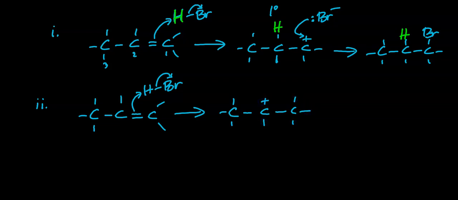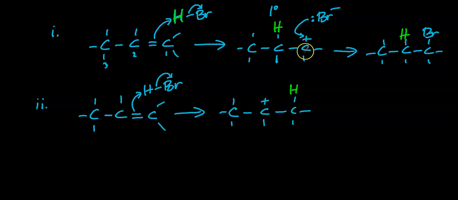So let's again change colors. So we have that's there. And this time, because the hydrogen is being added to carbon number 1, we produce a secondary carbocation. So remember those definitions, primary. We primarily were discussing primary alcohols, primary halogenoalkanes, or secondary alcohols, secondary halogenoalkanes. That terminology applies to carbocations as well.